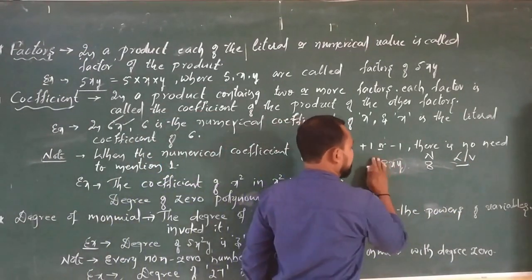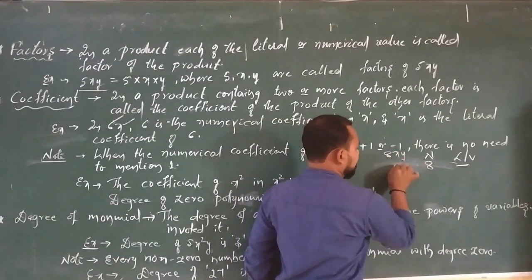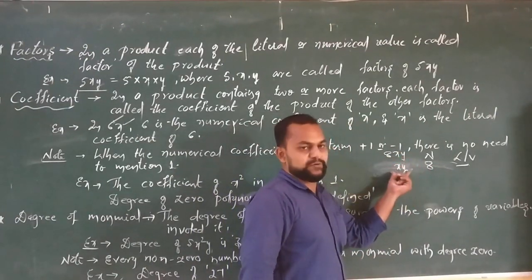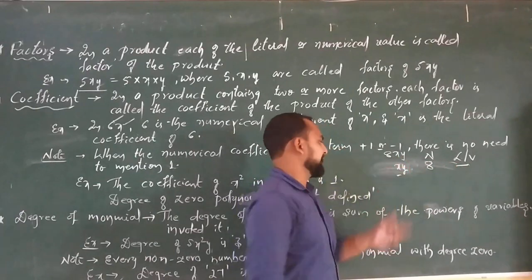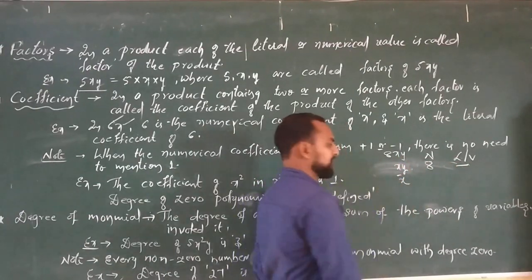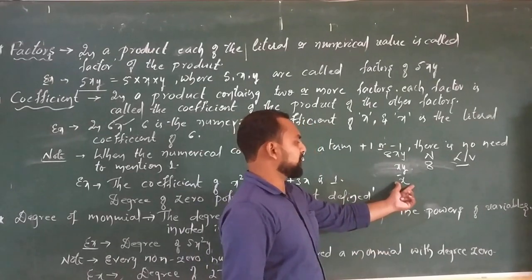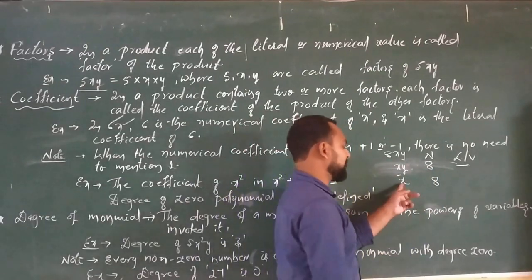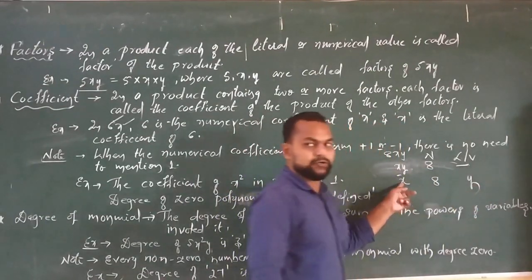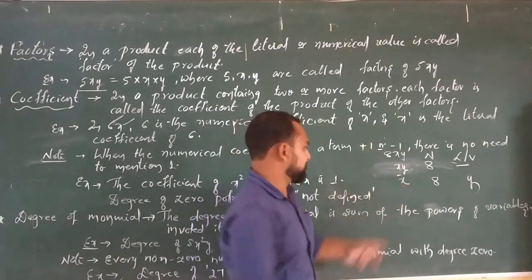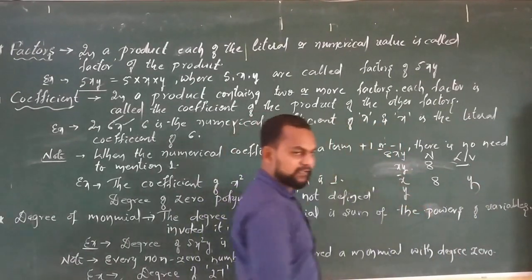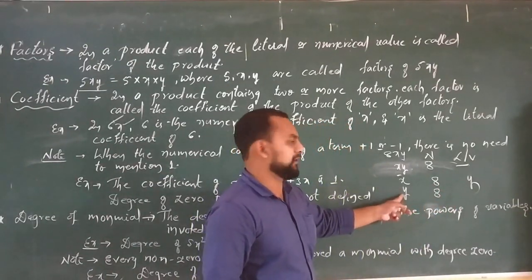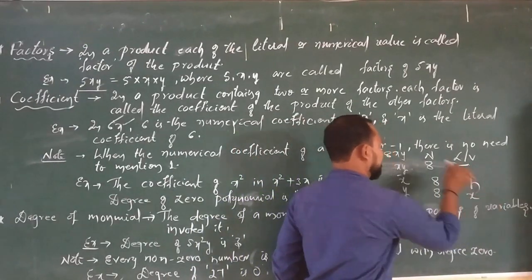Then next, take 8xy. Here take xy. 8 is the numerical coefficient of xy. There is no literal coefficient. Then take x. The numerical coefficient of x is 8. The literal coefficient of x is y. Next, take y. The numerical coefficient of y is 8. The literal coefficient of y is x.